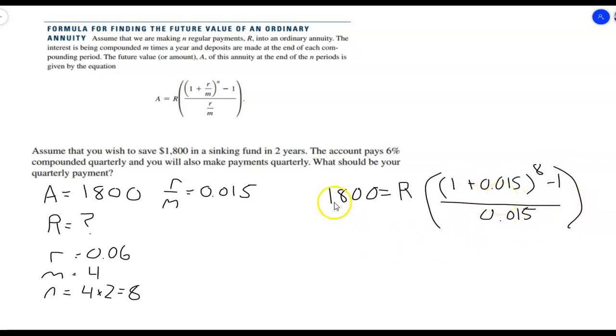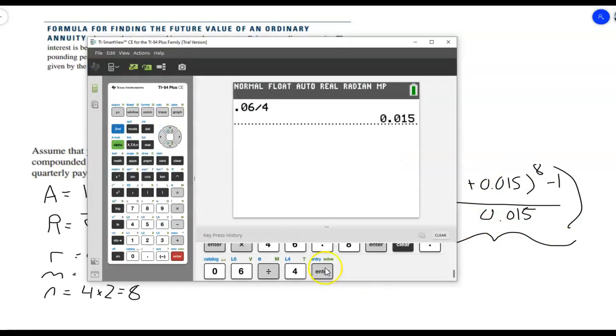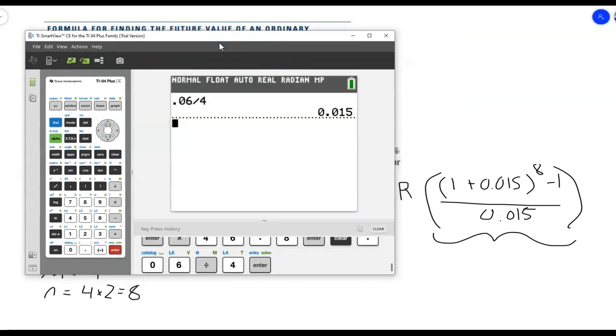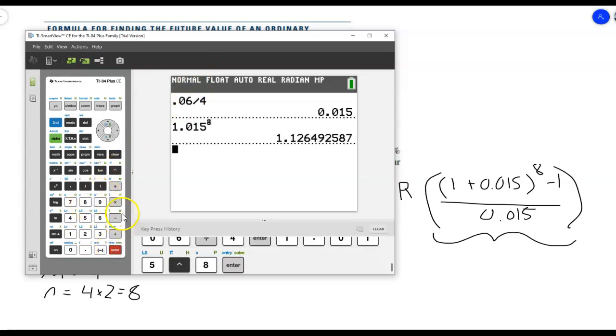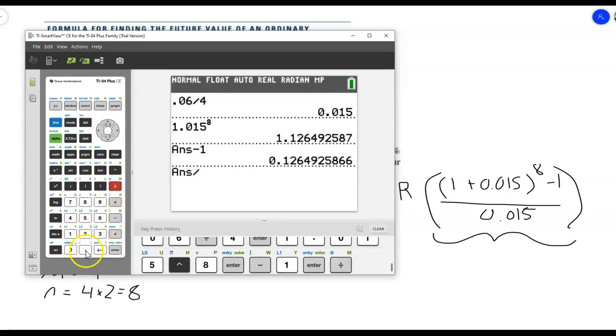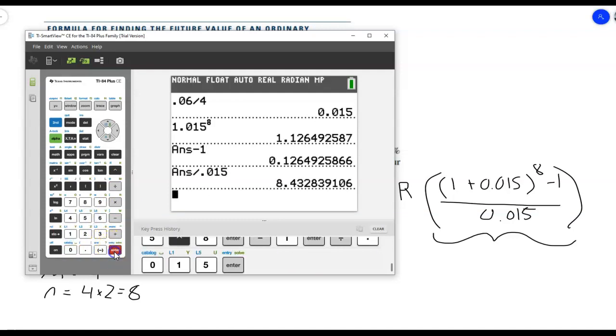What we're going to need to do is figure out what this value is, and then divide 1,800 by this value in order to get R by itself. So the first thing I need to do is find the value of this without the R. Going to the calculator and using those steps we used before, I'm going to do 1.015 raised to the 8th power, enter, minus 1, enter, and divide that by 0.015, enter. So this value here is about 8.43283. It goes on forever.